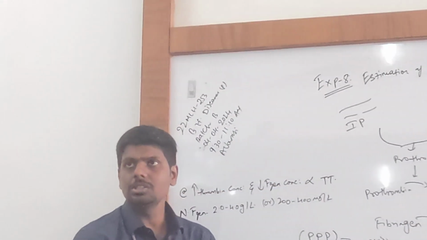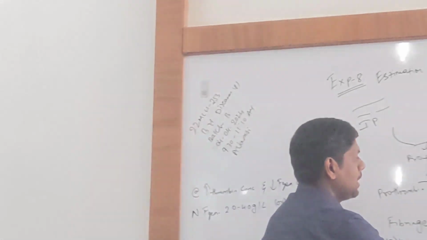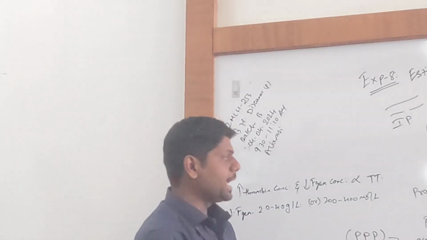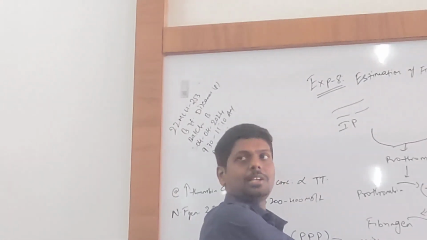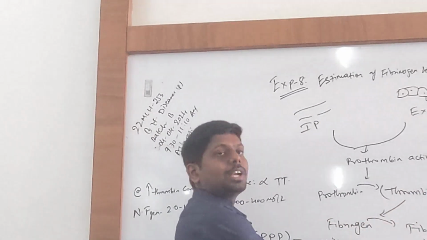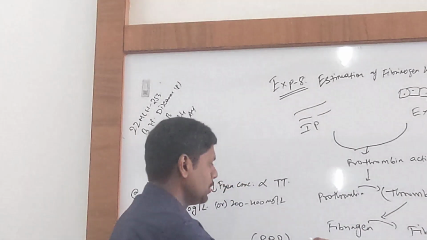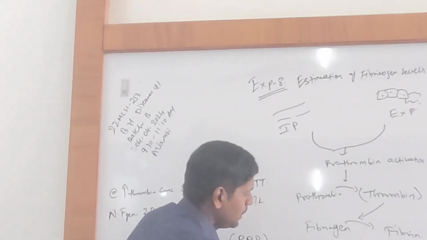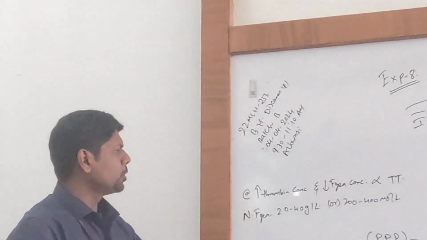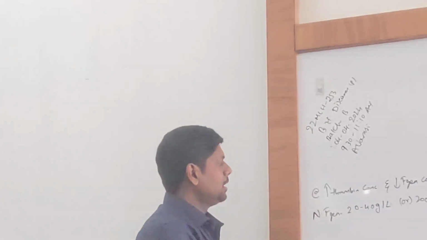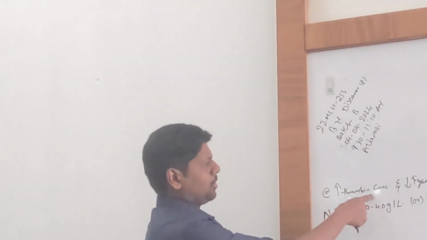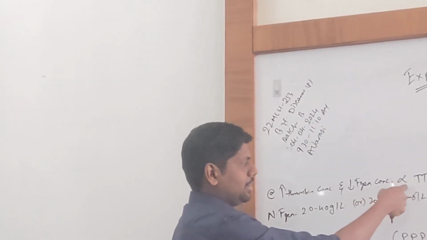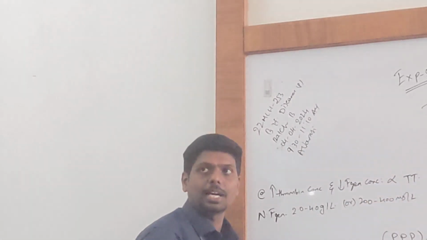What activator can I use? I will use thrombin as an activator. Got my point? Why am I using thrombin for fibrinogen studies? Because thrombin is the activator of fibrinogen. That's why we are using thrombin. Now, there is a simple rule. At increased thrombin concentration and reduced fibrinogen concentration, it is directly proportional to thrombin time.